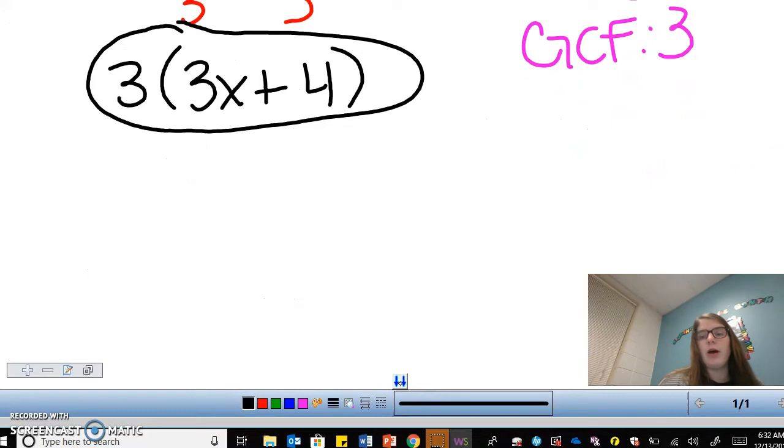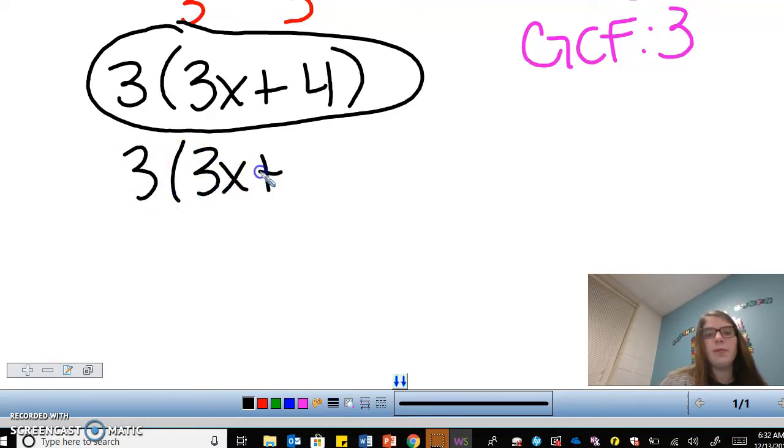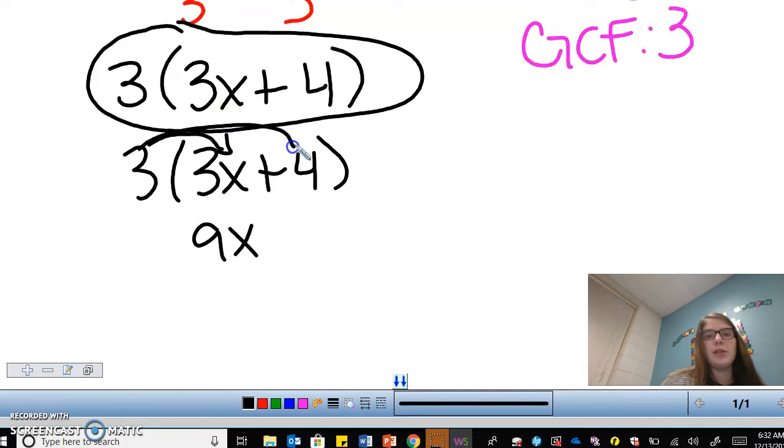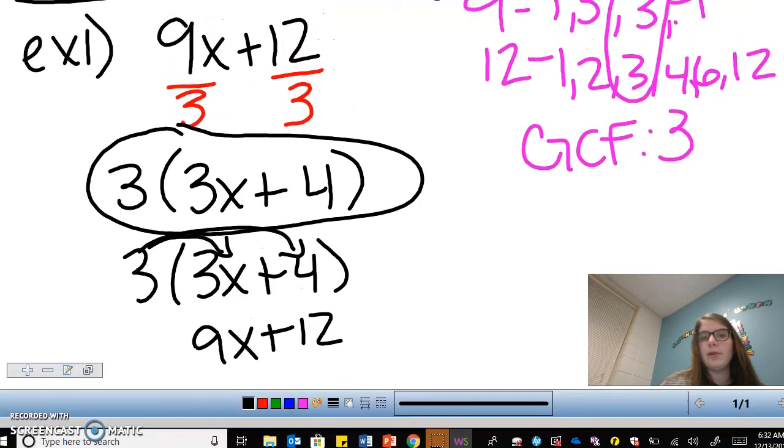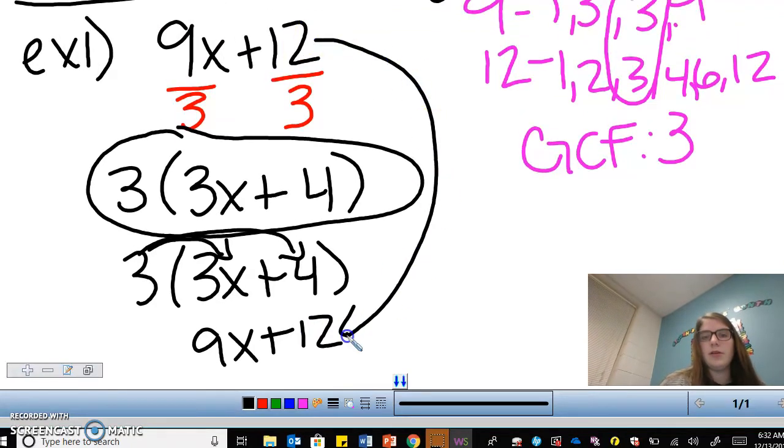Every time I do a factoring problem, I should check my answer. So if I take and distribute this, I should get my original. So when I have 3 times 3x plus 4, if I multiply 3 times 3x, I get 9x. If I multiply 3 times 4, I get 12. So if we go back up, if you look, these two things are the same. So all we're doing is just undoing what we did before. So before this would have been our problem right here, and this would have been our answer. But now this is our problem, and this is our answer. So we're basically just doing it backwards.